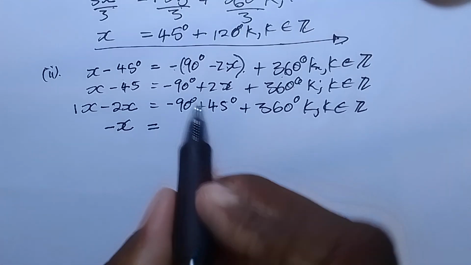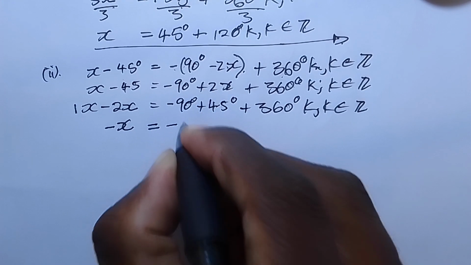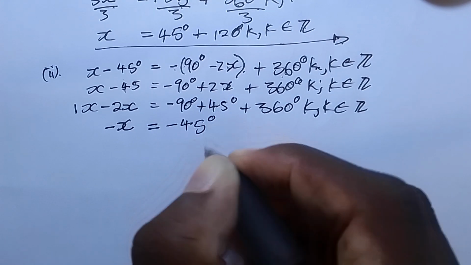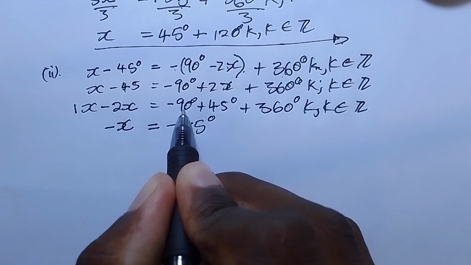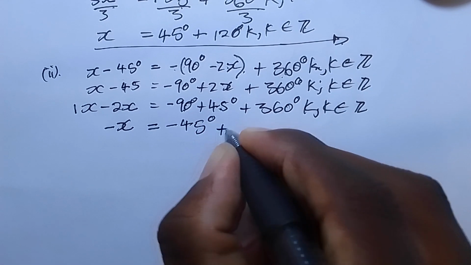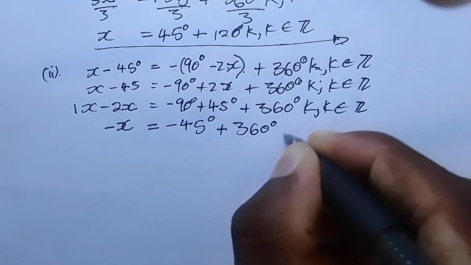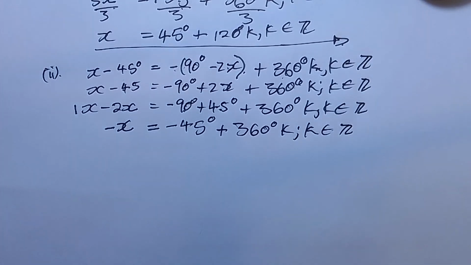And here, you can write this on a calculator, but it will be negative 45 degrees. So the thing I do when you do this, you just take the bigger number, subtract the smaller one, and take the sign of the bigger number. Plus 360 degrees, for k an element of integers.